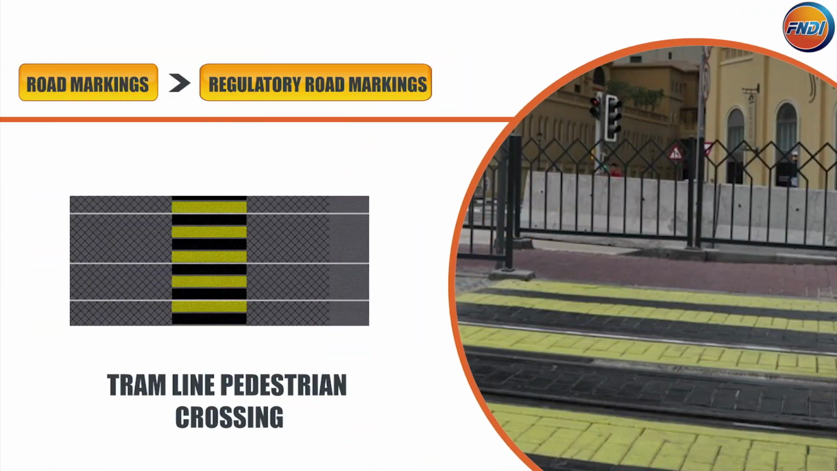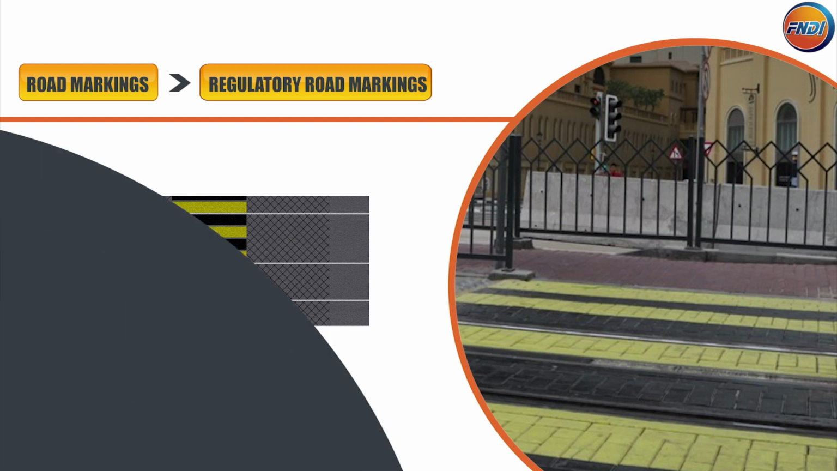Tram line pedestrian crossing. Tram line pedestrian crossings are marked with thick black and yellow lines across the tram tracks to make it visible to the pedestrian. Moreover, they are controlled by traffic signals. Pedestrians must observe pedestrian signal to cross the line safely.